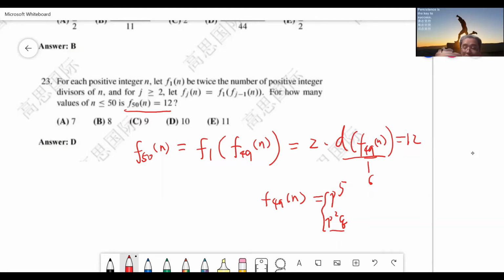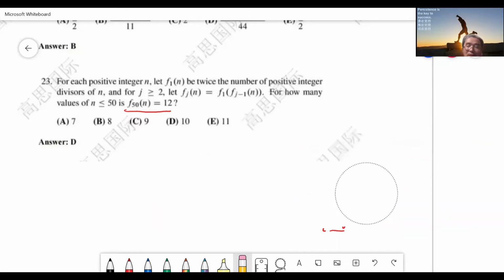So then what about f48? This makes a lot of complexity, not easy to see through. So I think we can go back and do some pilot study: what about 1, what about 2? Then maybe we can find out something, right?